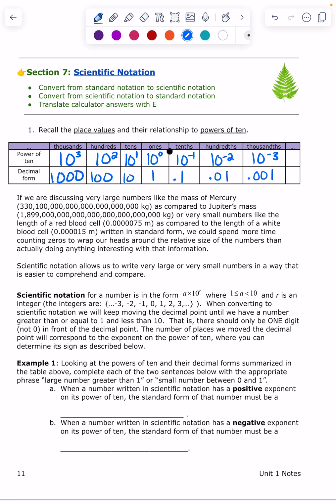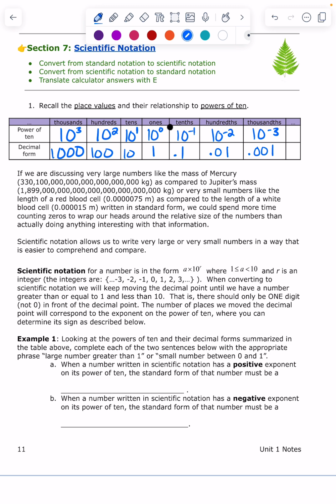So scientific notation is just a way to write really, really small and really, really large numbers in a much more compact, simpler form. It's really popular to use in science where you work with a lot of those large and small numbers.